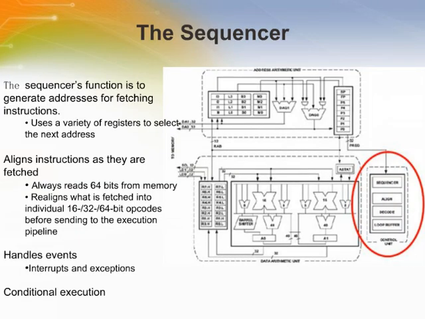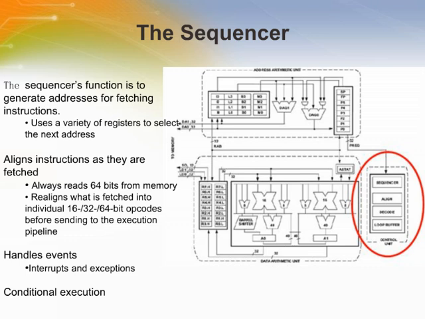The last block in the core is the sequencer itself. The sequencer's function is to generate addresses for fetching instructions. It uses a variety of registers to select the next address that we're going to fetch from. The sequencer also is responsible for alignment. It aligns instructions as they're fetched.